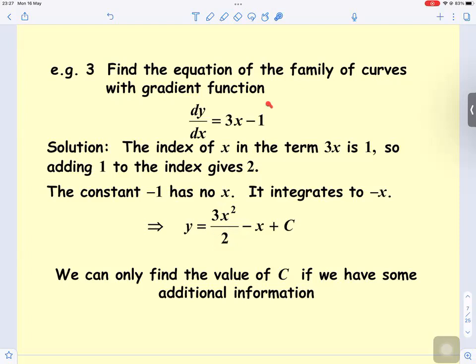And this constant term minus 1, it has no x. Well, you can say x to the power 0. So when you integrate it, you just add an x to it. So that's why it becomes minus 1 times x, which gives you minus x. So you get minus x, and then plus the constant of integration. And you can only find this constant of integration when you have additional information. So that's your answer. You leave your answer like that. And when they mark it in exam, they mark each term.